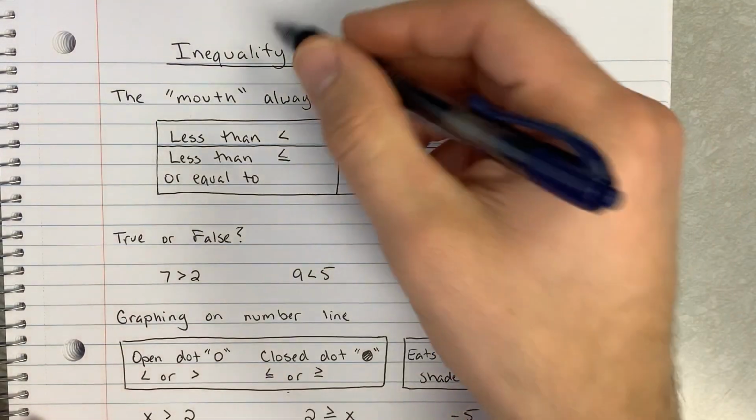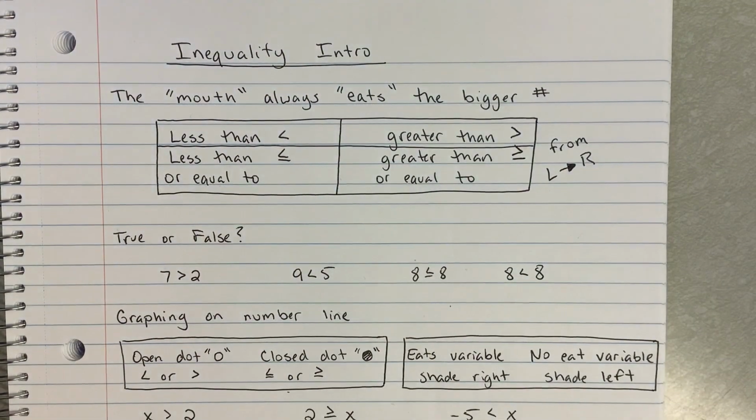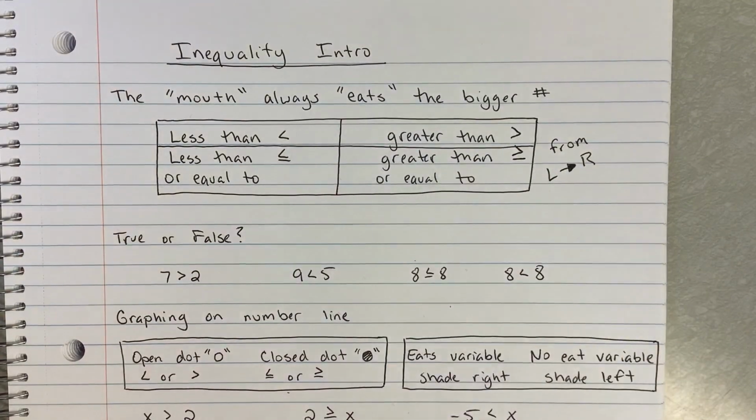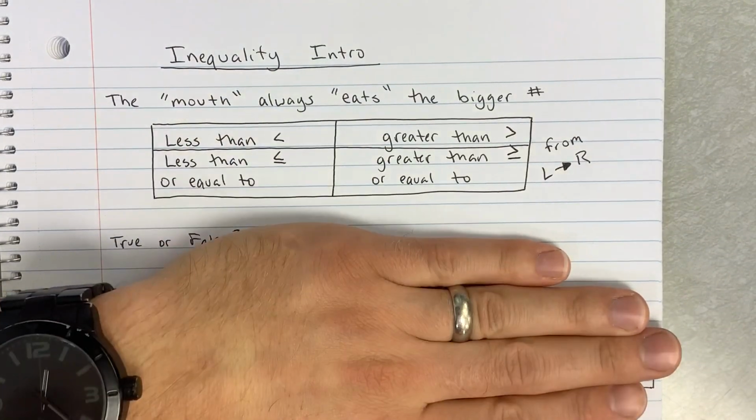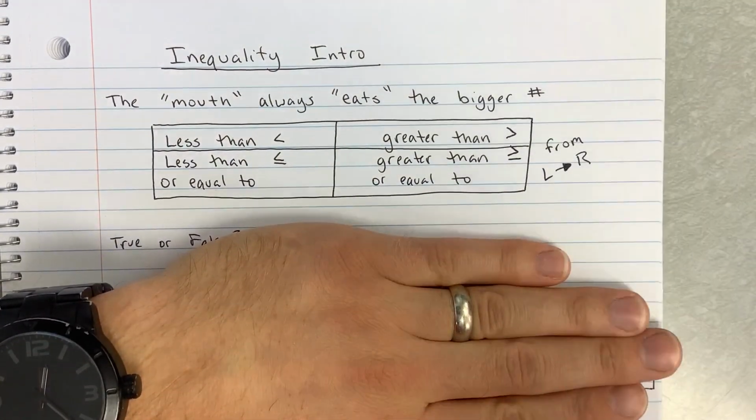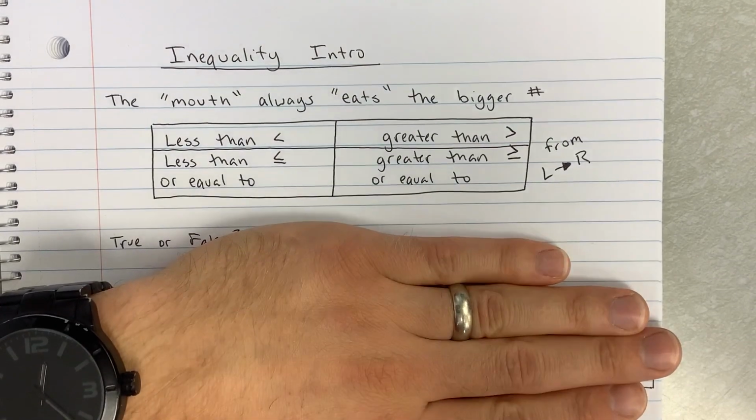We are going straight into inequality introduction, okay? I'm gonna need you to write this down. Most important. Now, first off, I got some notes right here, okay? So the mouth always eats the bigger number. Honestly, if you remember that, you're gonna be fine.